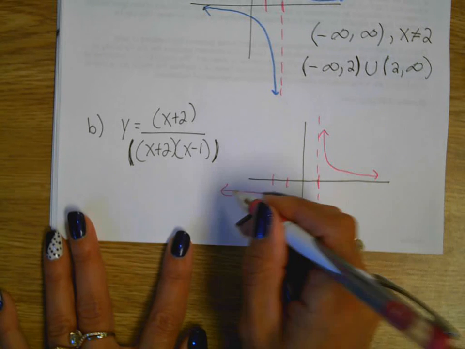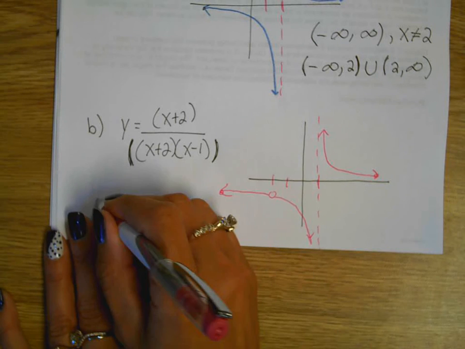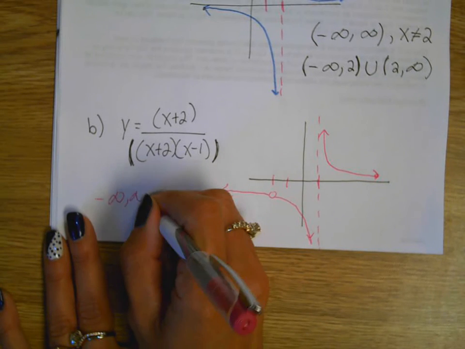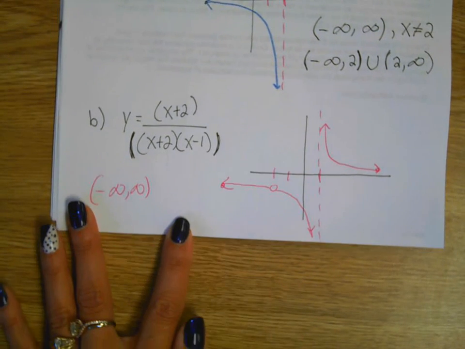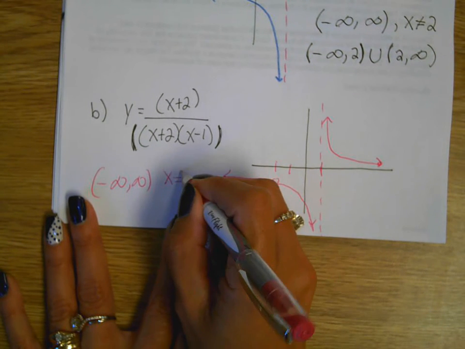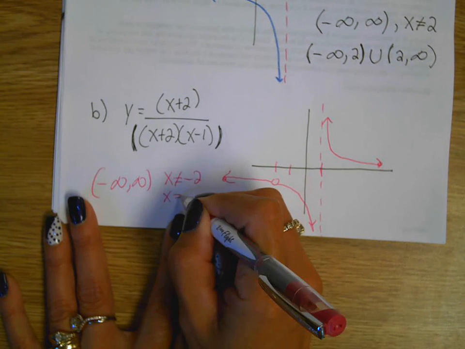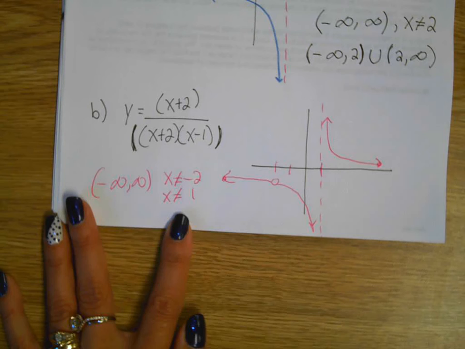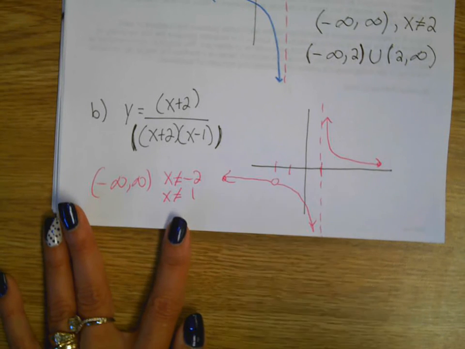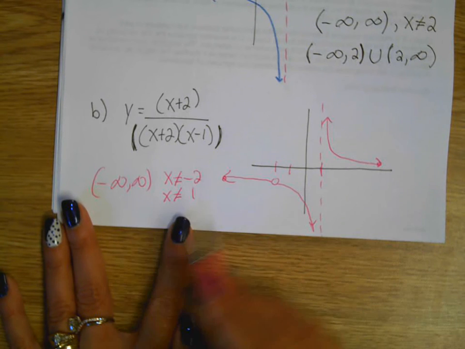Again, 2 ways to do it. Left to right, I see negative infinity to positive infinity, except we've got 2 values that are discontinuous. So x doesn't equal negative 2, and x doesn't equal 1. So we throw out the discontinuities, or we would have to do it in 3 chunks with the interval symbol.